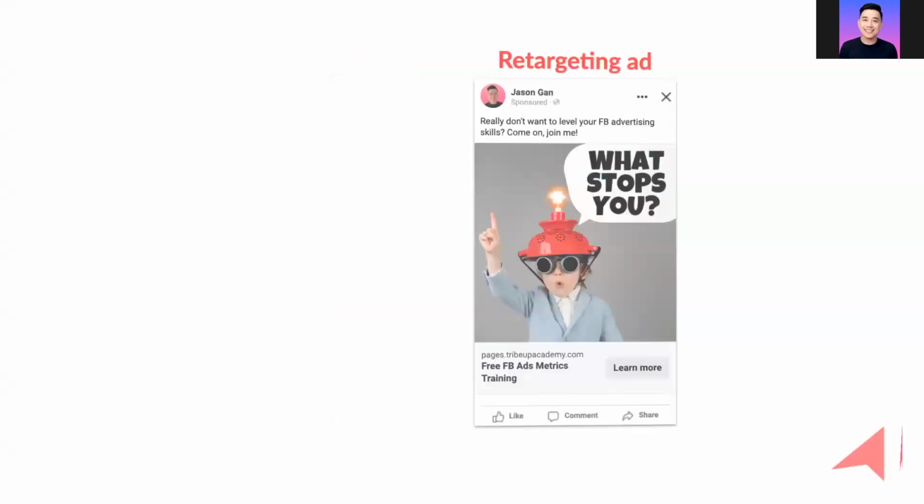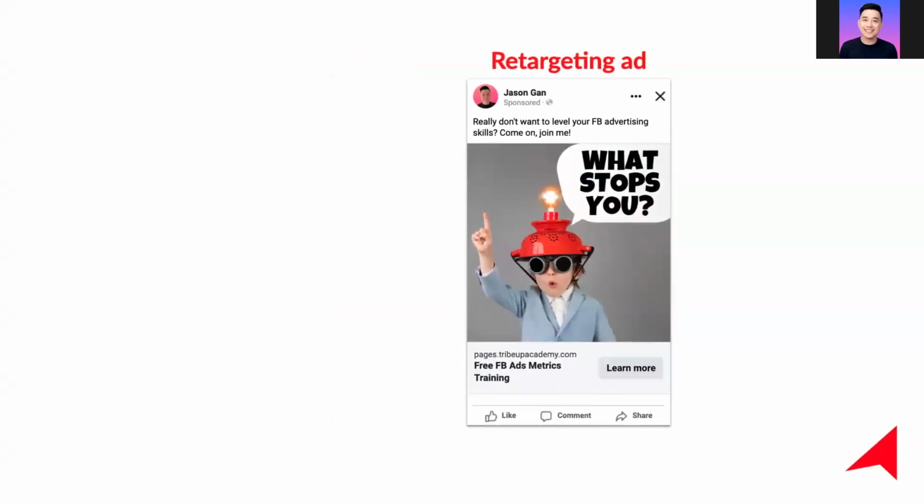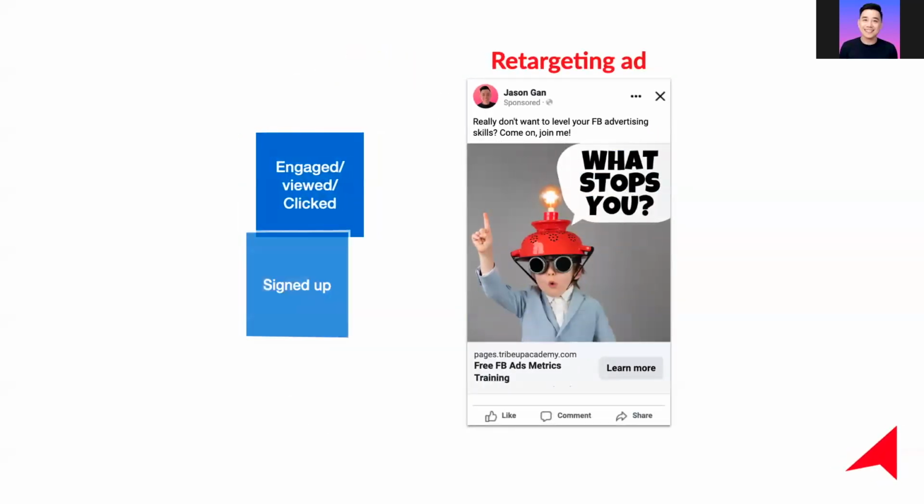And then on the other hand, you might be asking, what about those people who did not sign up? Then we would have this retargeting ad. Basically, a retargeting ad is to really come back to these people and say, hey, don't you really want to level up your Facebook advertising skill, as this is us? And when it comes to e-commerce, you keep showing the same product that he or she browsed to them.